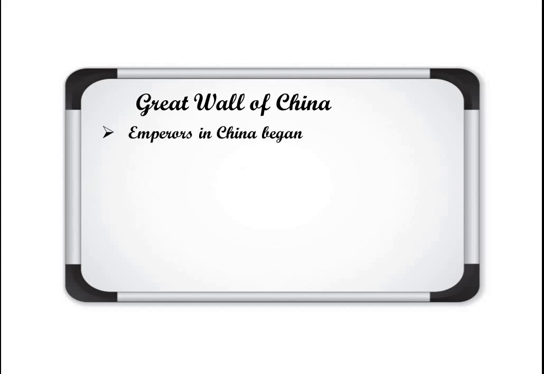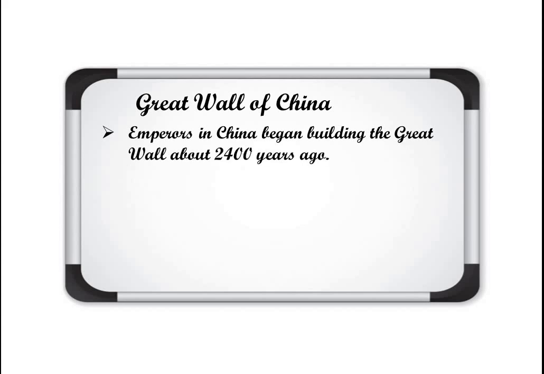Emperors in China began building the Great Wall about 2400 years ago. As we discussed, about 2300 years ago, Chandragupta founded the Mauryan Empire. So approximately the same time period, the emperors in China began building the Great Wall of China. Clear?